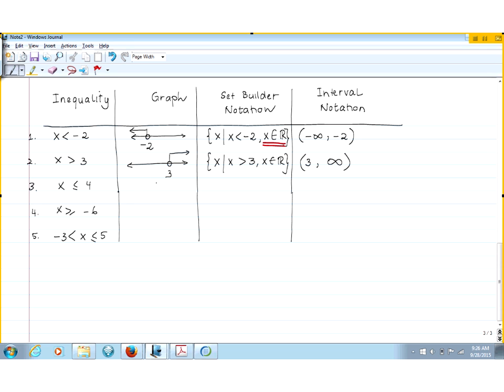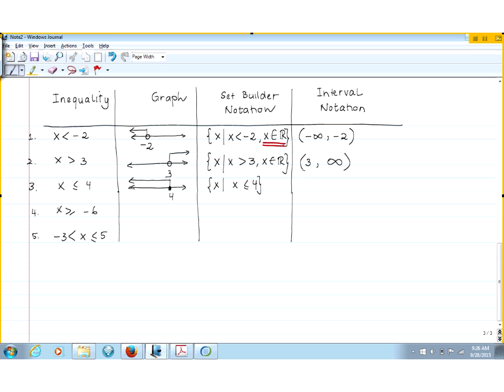Alright, so now, x is less than or equal to 4. So what do we do here? 4, open or closed? Closed. And the arrow will point to the left. Why to the left? It's less than. Good. So now the set builder is just x such that x is less than or equal to 4.